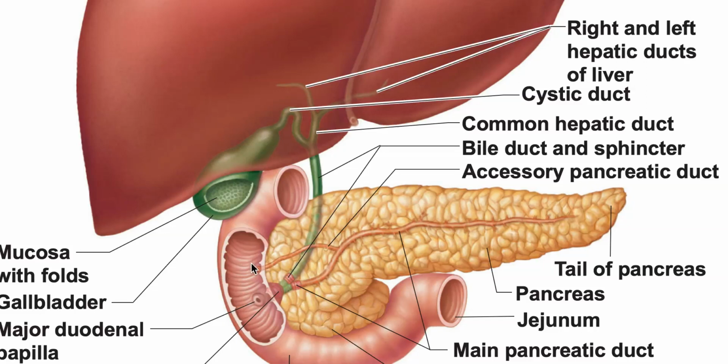Worth noticing, there is an accessory pancreatic duct, so pancreatic secretions can come through that, and this is an unsphinctered opening into the duodenum.